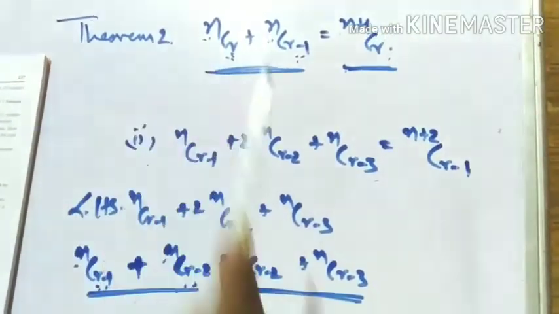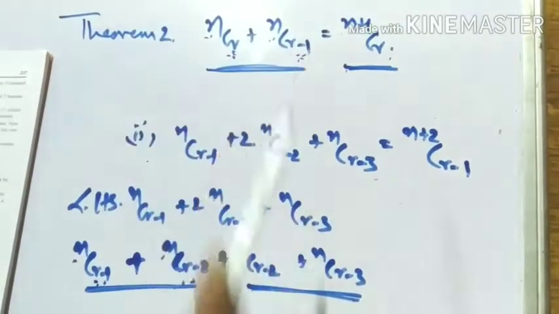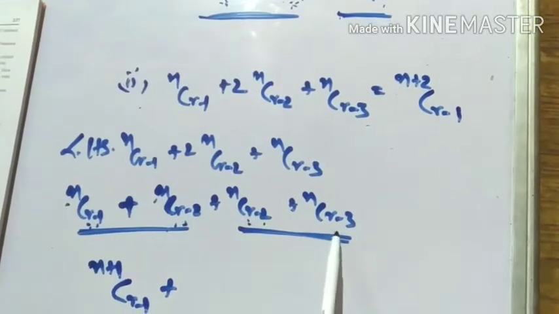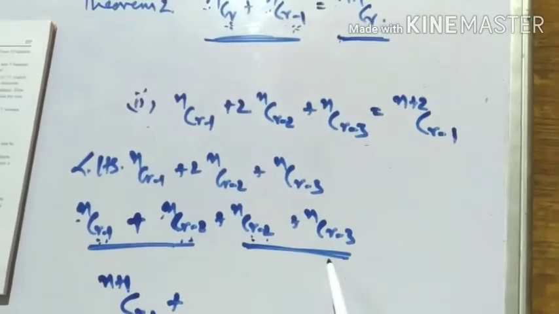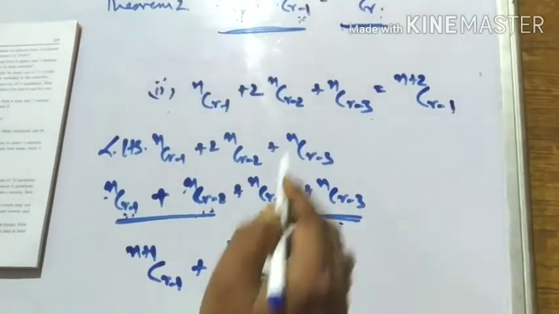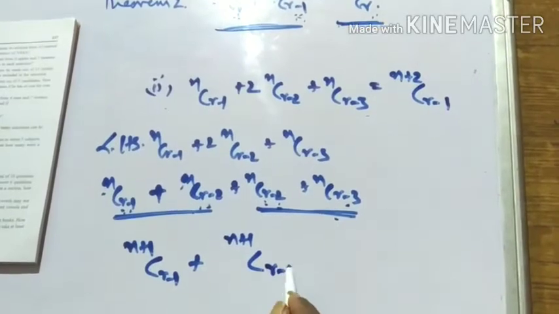Similarly here, we will apply theorem 2. You see, both are n. Now, r-2 and r-3: the second term is 1 less than the first. So again we apply theorem 2. It will become n+1, and the greater of these two is r-2.